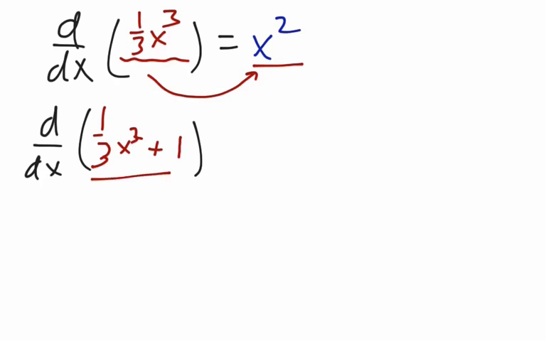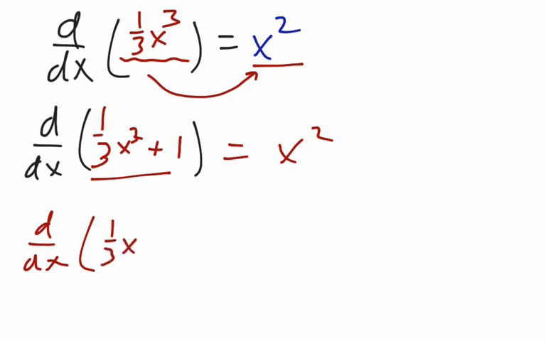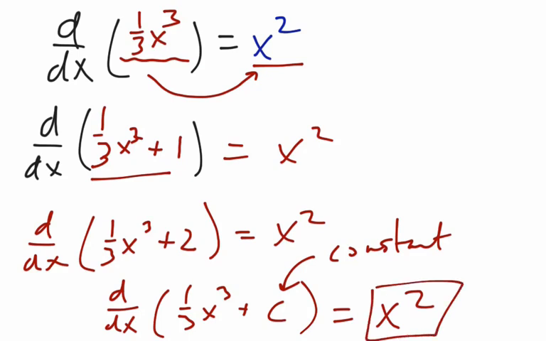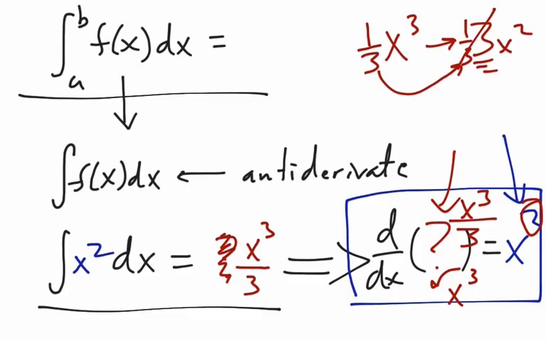Careful, because when I take the derivative of this, guess what? I'm still going to get x squared. And if I take the derivative of 1/3 x cubed plus 2, I still get x squared. And if I take the derivative of 1/3 x cubed plus any constant number, when I take the derivative of that constant, it's going to go away, and I'm still going to end up with x squared.